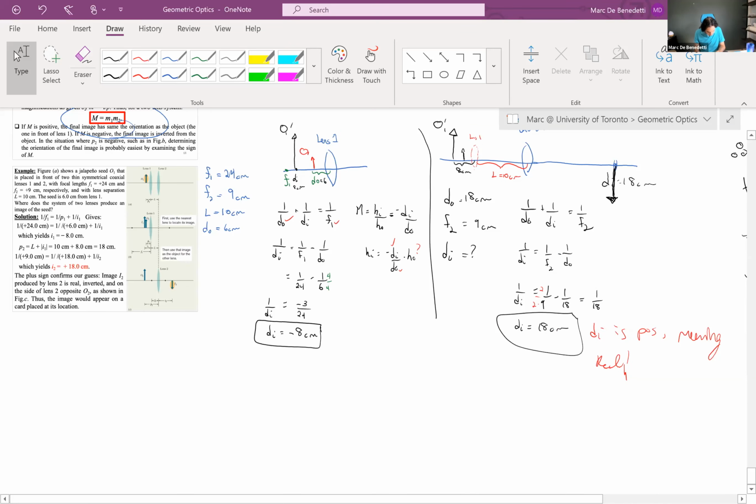They say, okay, they're giving you 18 centimeters. So the answer that the slide is giving us is in reference to lens number 2, which is fine. I mean, it's one of the correct interpretations. Okay, so anyway, that is an example of a 2-lens system.